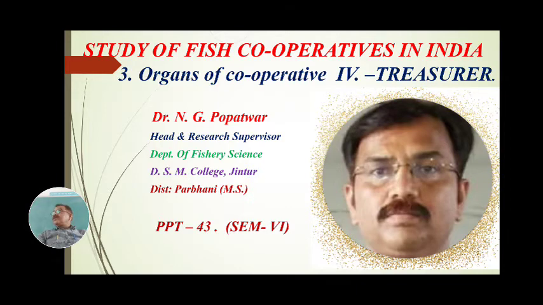Then from unit 3 we have seen the study of fish cooperative societies in India, and from this unit we have seen an important point, that is the organs of the cooperative. In these organs, the 4th point we started is the treasurer. In the first period we saw the duties of the treasurer, his work, and which books and documents are to be kept updated daily by the treasurer.